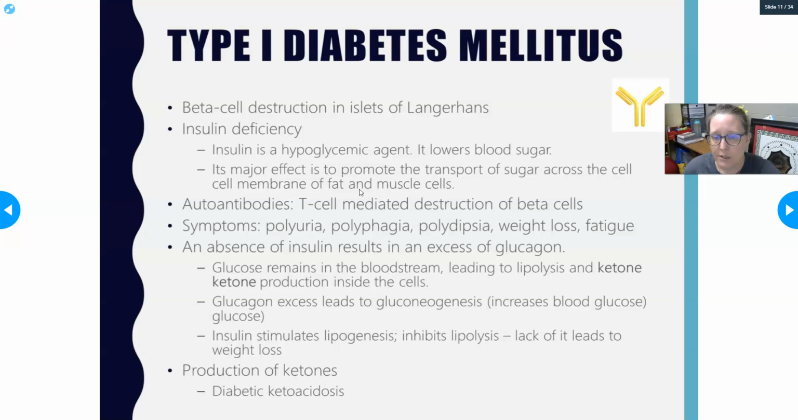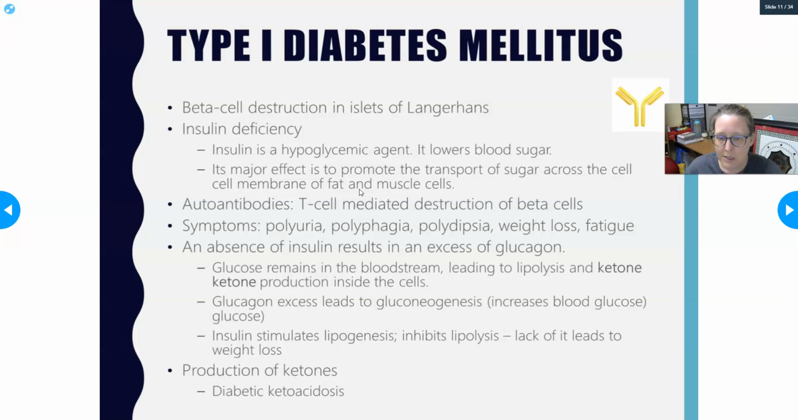The absence of insulin results in an excess of glucagon. And why is that? Glucagon is supposed to raise a low blood sugar back up to normal, and you have a high blood sugar. Why would you get glucagon? The reason is the cells aren't getting the glucose inside, so the cells are sending the signal that they're starving and need glucose, and the body responds by making glucagon. Even though there's a lot of glucose, none of it is getting inside the cells.